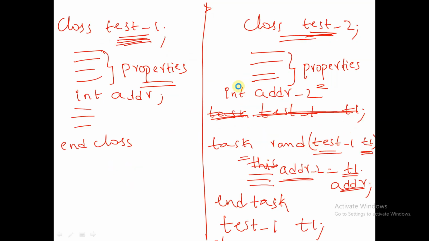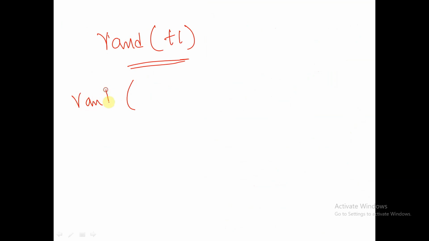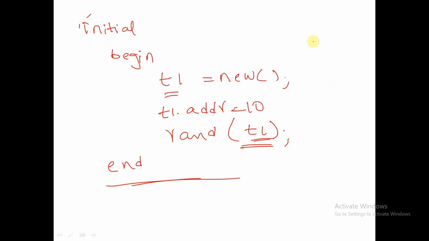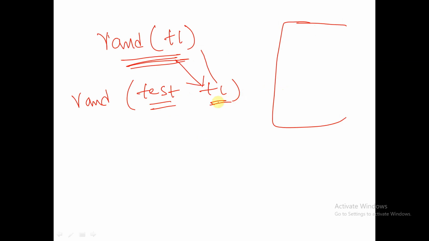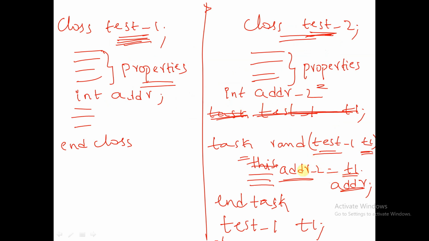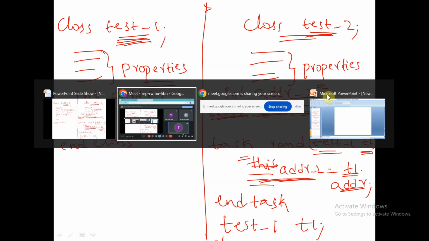The argument present in the task rand is of type test_1, t1. The object which we have passed will be allocated to this, so this handle will also be pointing to the object which we have passed. An object was created in the initial block, and this handle will also point to the same object. The value of addr stored in t1.addr will be assigned to this.addr_2, the property declared inside test_2. Is this process clear? How to pass the object through the task argument? Is this clear?